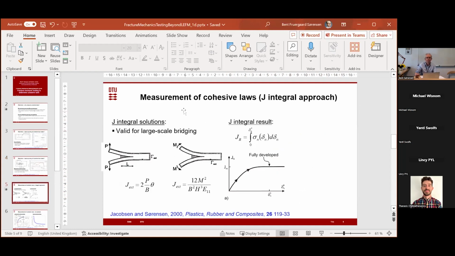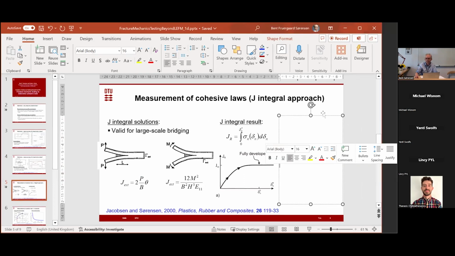Yeah, so the way we propose to measure cohesive law is by the J-integral approach. We need to have specimens, and we need J-integral solutions for a specimen, either by force times rotation, or we prefer to apply moments. In any case, the relationship between the traction separation law and the J-integral value is that the J-integral value is the area integration of the traction separation law from zero to the end opening, delta N star, which is the end opening of the bridging of the cohesive zone.